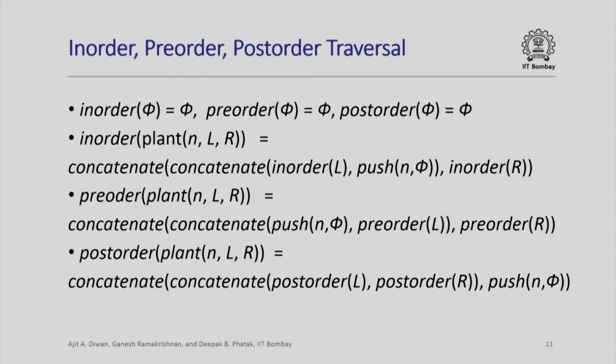So, the in-order, pre-order or post-order of the empty tree is empty. In-order for the tree planted with N, L and R: we concatenate the in-order of L, then the sequence consisting of just the root node N, and then concatenate the in-order of R. In pre-order, we first put the node N, then take the pre-order of L and then the pre-order of R. And in post-order, we do the other way: take the post-order of L, the post-order of R and then the node N.